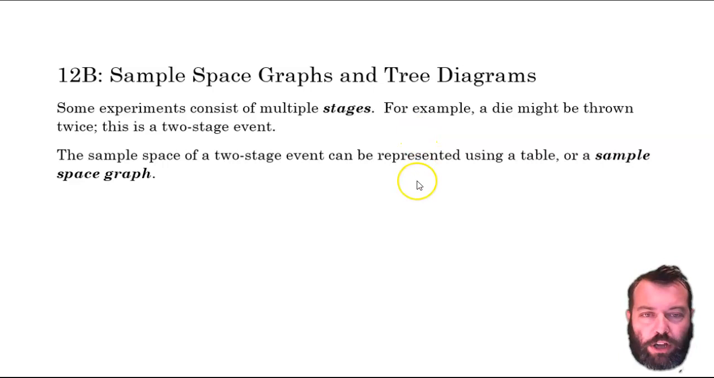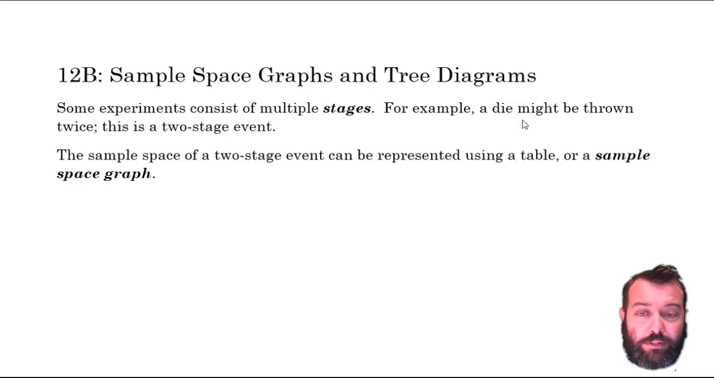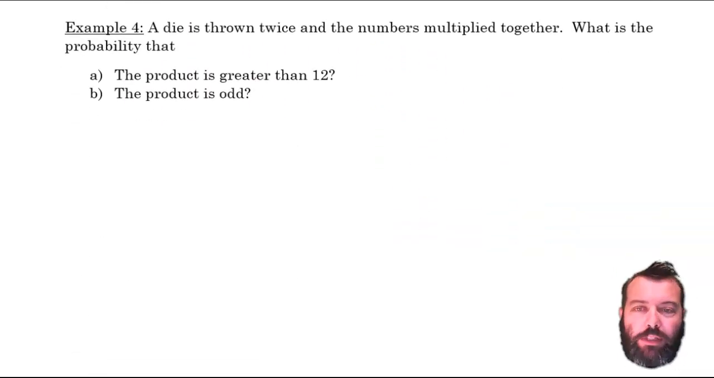Sample space graphs and tree diagrams. Sometimes we've got multiple stages, more than one step. I might take a die and throw it twice. That makes it a two-stage event. For the sample space of a two-stage event, we can use a table, or what we call a sample space graph. Rows and columns. Here's an example to demonstrate how that works.